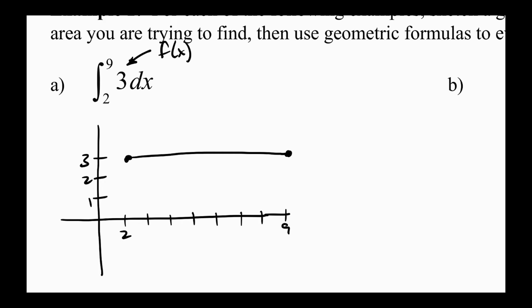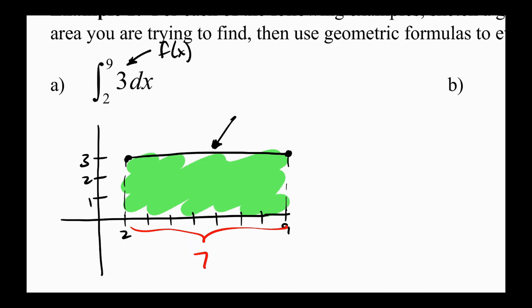Area under the curve. Area under the curve to the x-axis. So that's this part right here, right? Well, that shape looks familiar, right? What is that shape? It's a rectangle. Just one big rectangle. The width is 7. The height is 3. 21. So this equals 21.